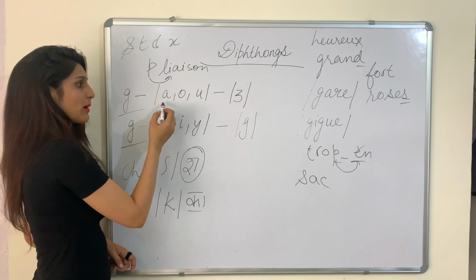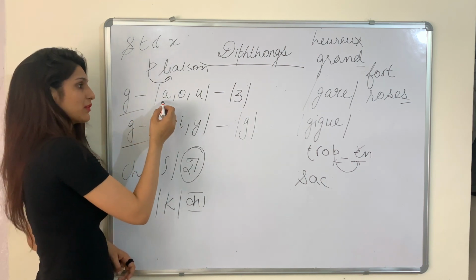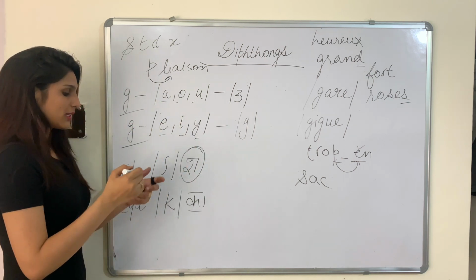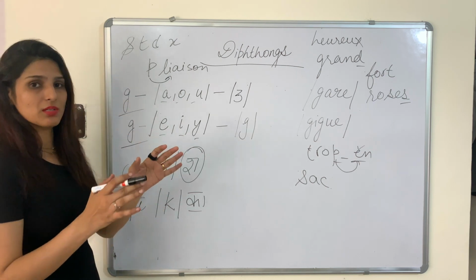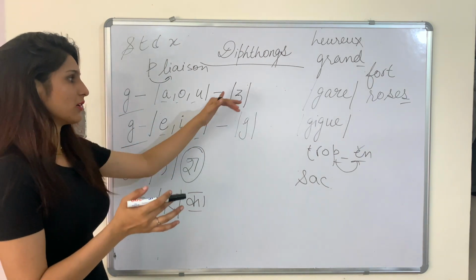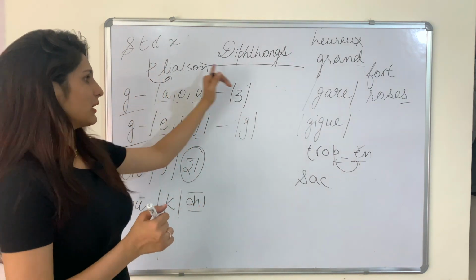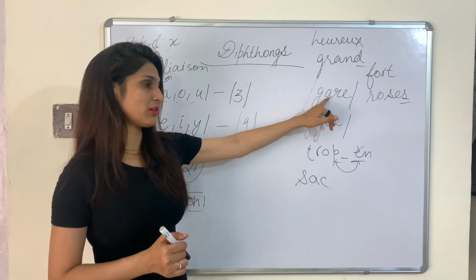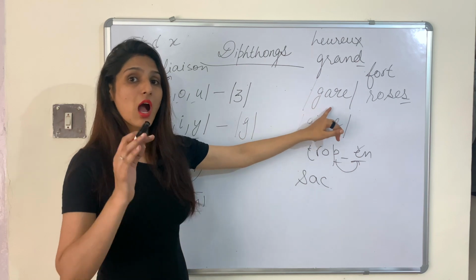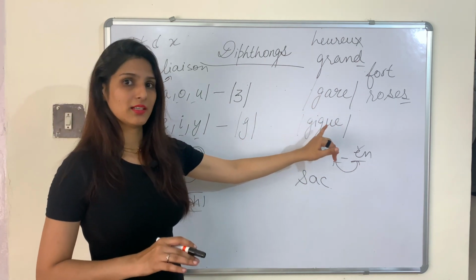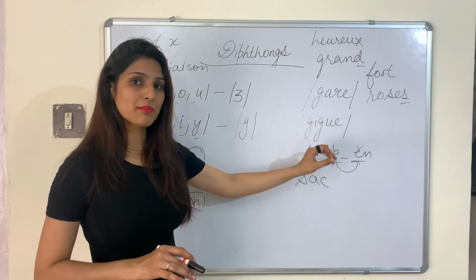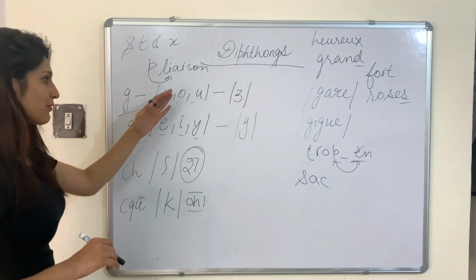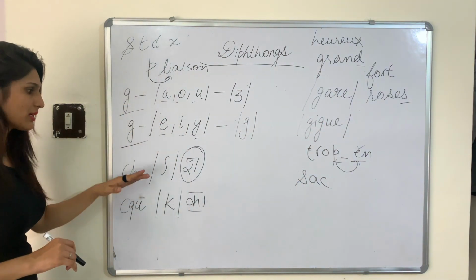Okay, now let's move on towards G, J in French. Whenever G is coming with A, O, U, or G is coming with E, I, Y, the sound of this G becomes hard and soft. This is the phonetic sound. And over here, example, gare. The sound of G has become hard because there is an A coming. So this is a hard sound. Over here, gigot. Now it's become J. The sound has become softer. There is a hard G and there is a soft G in French. So that you have to remember.